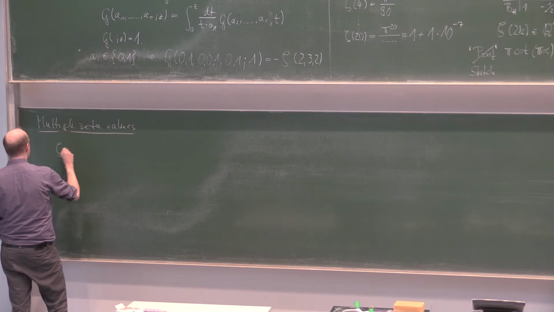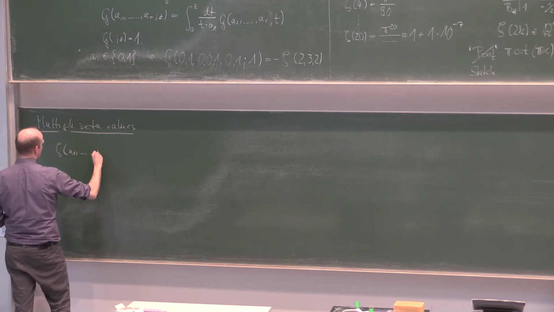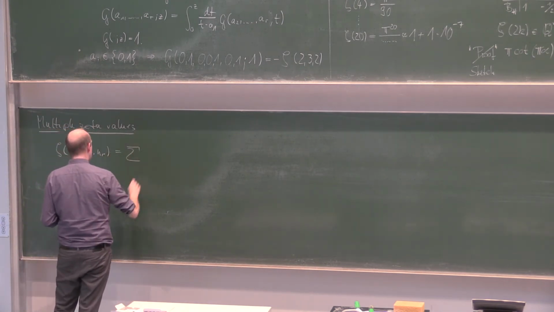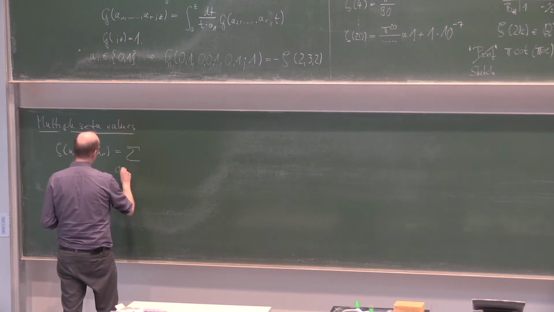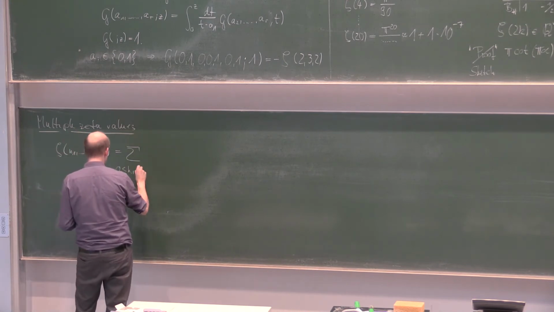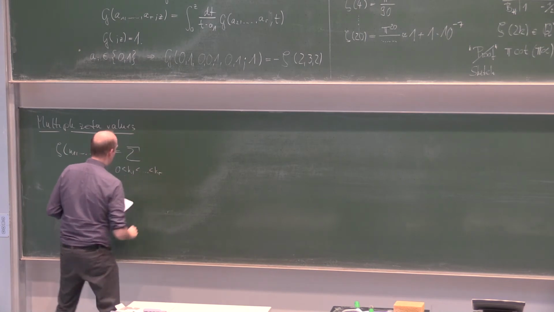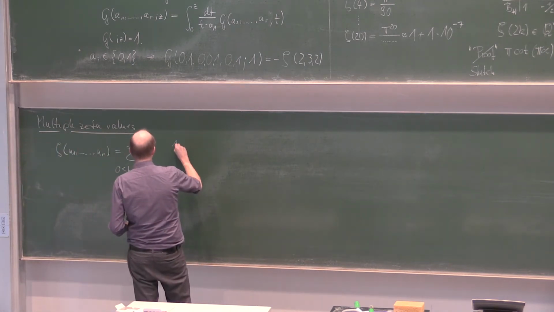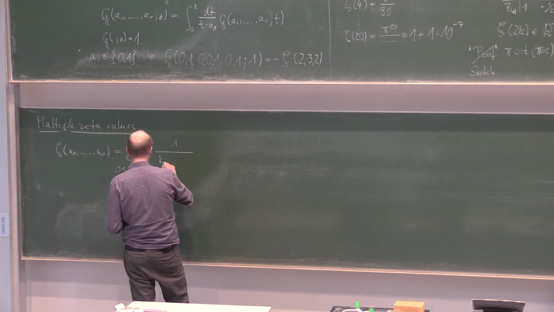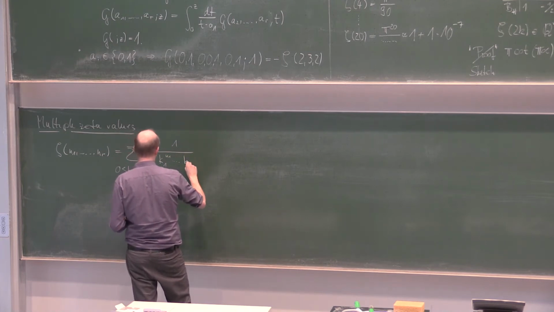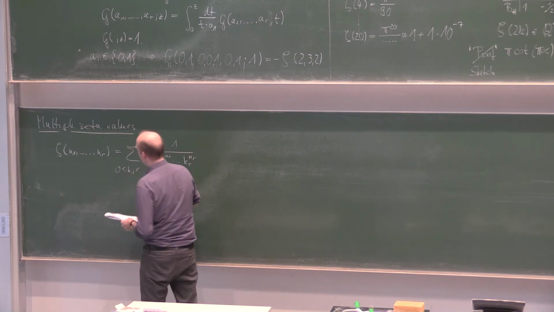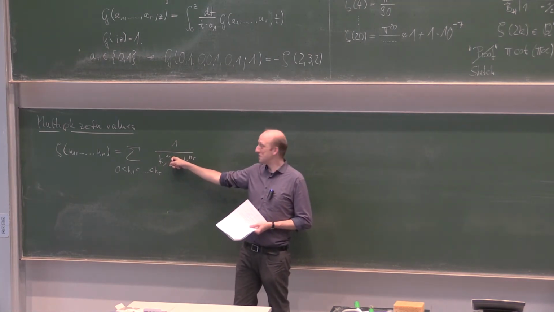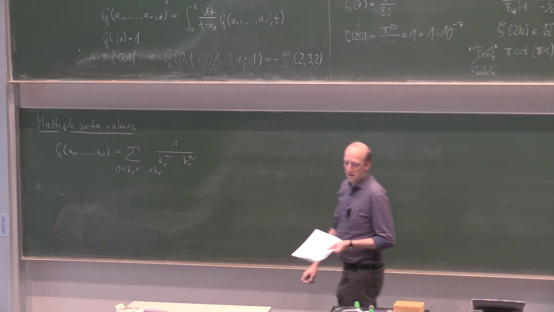So I'd like to define zeta of n1 to nr as a nested sum where 0 is smaller than k1, smaller than kr. So I'm summing over a set of ordered integers, 1 over k1 to the n1, up to kr to the nr. That is, the arguments of this function appear in the exponent for these integers, and you sum over all of them up to infinity.